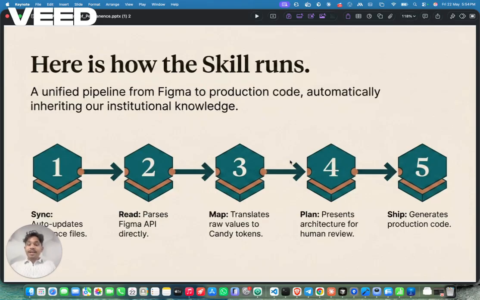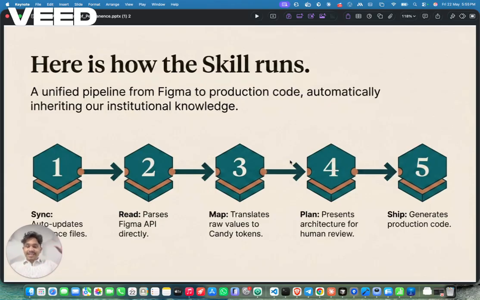The second step is taking the Figma MCP and parsing all the data we have from it, taking all the assets, colors, designs, images, and everything. The third step, the most interesting one, is translating the raw values from Figma into our Candy tokens. So it's mapping the design system of Figma to the design system in code, and this is how we are trying to solve the knowledge problem.